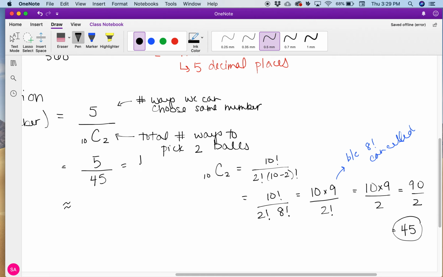So you can simplify this. What is that, 1/9? Or plug in a decimal. Make sure you round it to 5 decimal places. And in this case, we just get 0.11111. Okay.